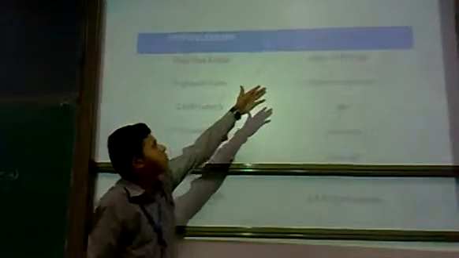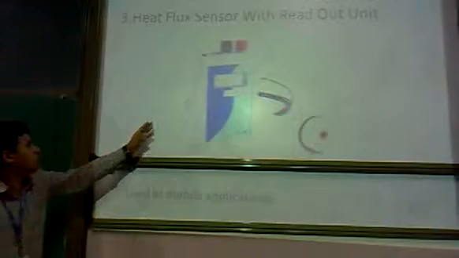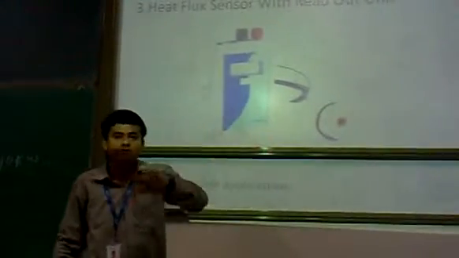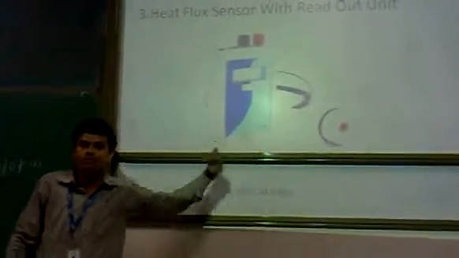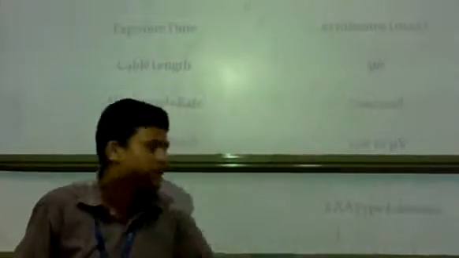Heat flux range is up to 10 kilowatt per meter square. Exposure time is 10 minutes. Cable length is 5 meters. AD sample rate is 1 per second. It also uses an A to D converter in it, which is why we get the digital output on the PC. Their AD resolution is 1 or 10 microvolt, and as I told, it uses 2 AA type batteries.